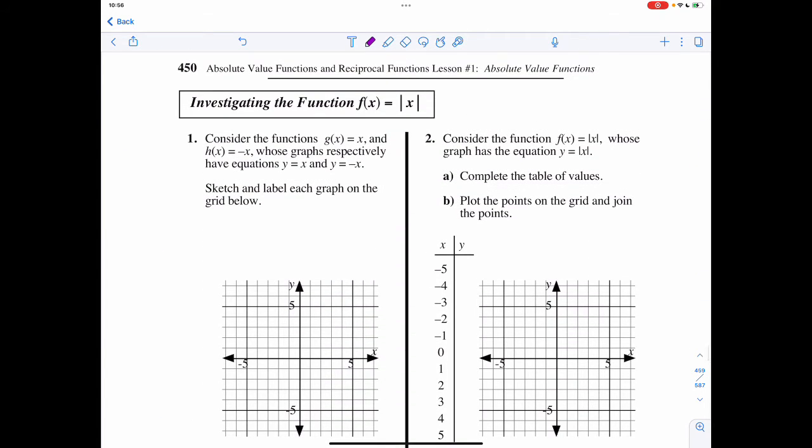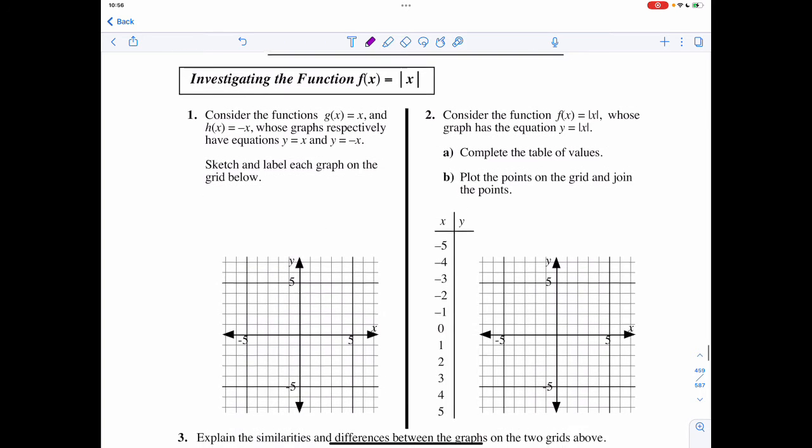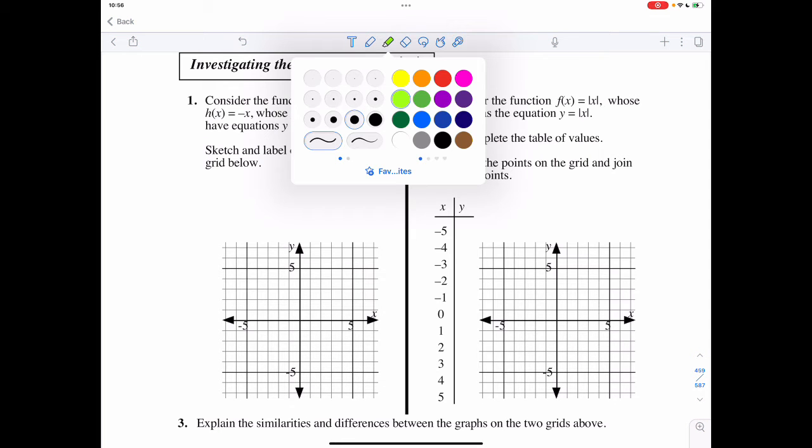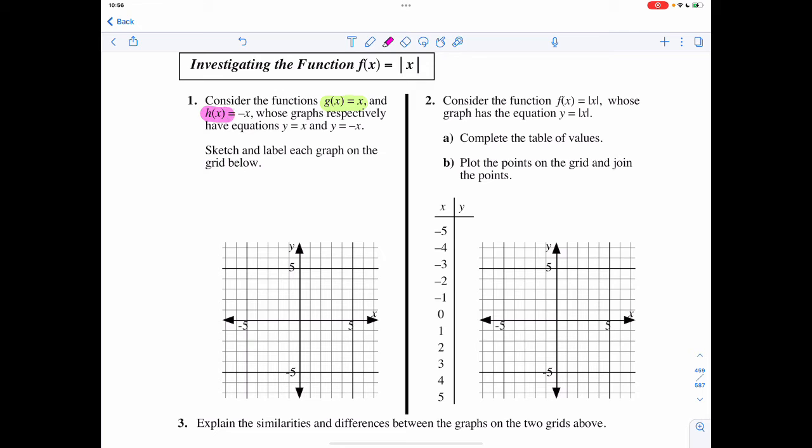Let's take a look at what this looks like for the functions. So we're going to start with the most basic one. The function where y, or f of x, is equal to the absolute value of x. The first thing we're going to do is we're going to graph two functions. One where g of x, or y, is equal to x, and one where h of x, or a second y, is equal to negative x.